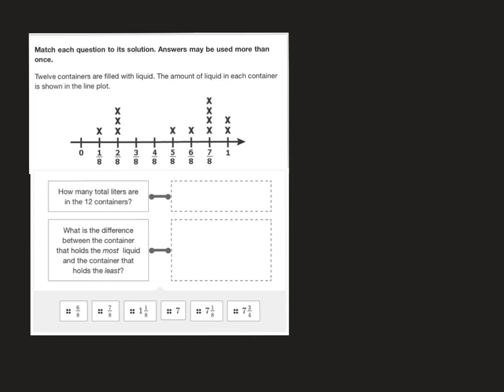All right, so this problem actually has 2 questions with it. The first one's asking about a total, and the other one is asking about a difference. So we know when they're asking a question about a total amount, we're going to be adding these up. When we're asking for a difference, we know that we're going to be subtracting. So make sure you look for those keywords.